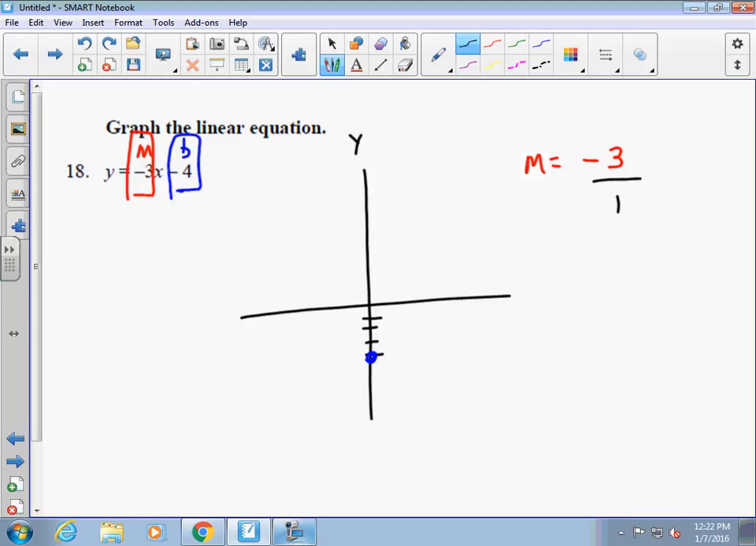That says negative 3. Rise over run tells you to go down 3. Run tells you to go to the right 1. So from where we began at negative 4, we're going to go down 3 more, 1, 2, 3, and to the right 1. And our second point's going to go right there. Once you have 2 points like that, you draw a straight line through the 2 points, and your graph sketched out should look something like that.